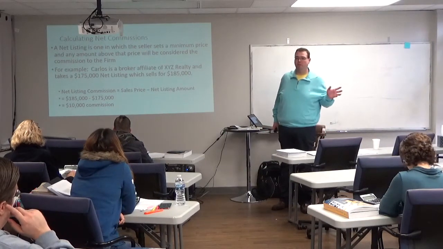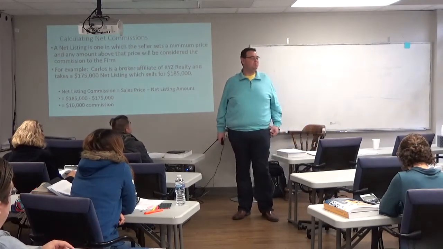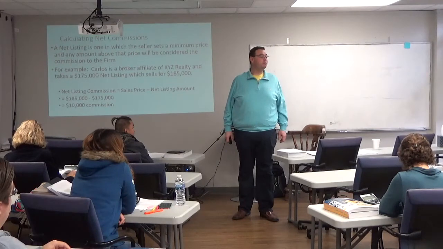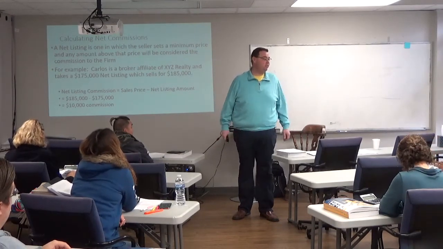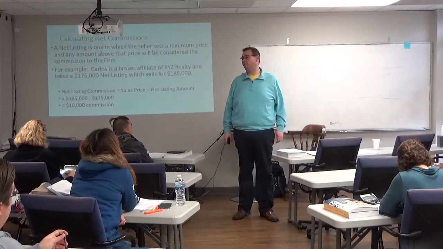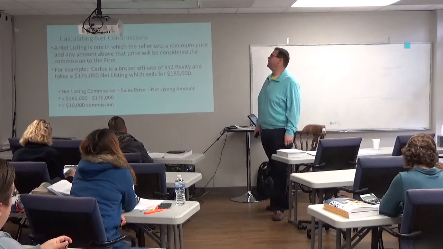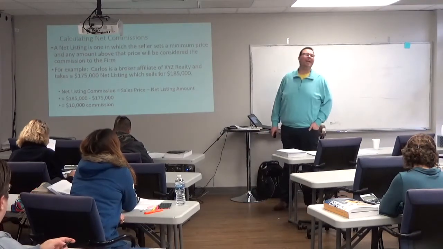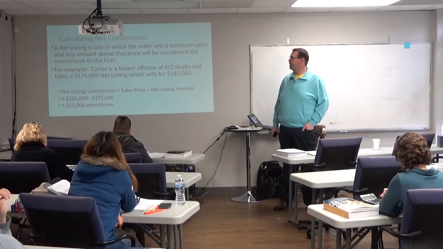Does anybody remember what the main characteristic of a net listing was? When the borrower only asks for a specific amount, they want to make a specific amount. When the seller says, this is what I need to sell it for, anything above that is your what? Your commission. So you could potentially see a net commission math question on the exam.